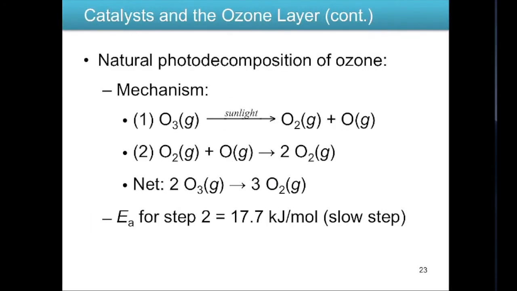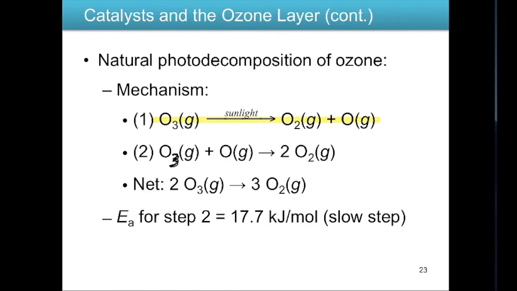So let's just go through an example of how catalysts work. This is the natural photodecomposition of ozone, meaning that it's being decomposed by sunlight. That's what ozone is supposed to do. It protects us from being exposed to high intensity ultraviolet light, or UVC light, by breaking down from the reaction of sunlight. So normally ozone reacts with sunlight to produce O2 and a singlet oxygen, and then actually this is supposed to be another O3 here.